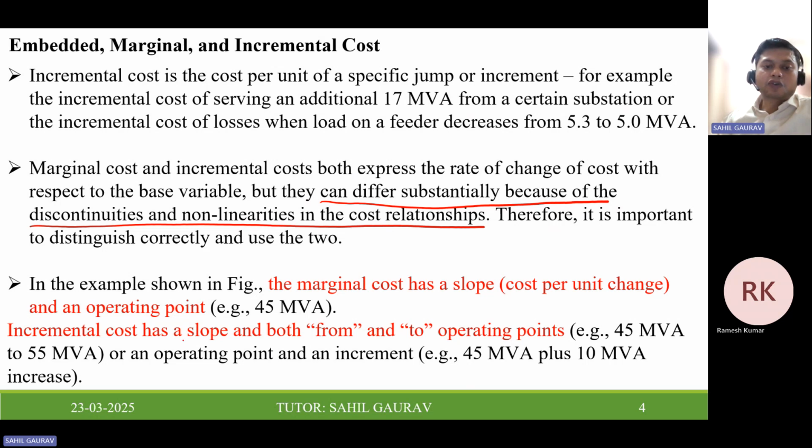And incremental cost has a slope and both from and to operating points. So the initial operating point and final operating point should be provided for finding the incremental cost, or you can say an operating point and an increment. So here, 45 MVA to 55 MVA is given as the initial operating point and then the final operating point. And again, suppose they are providing an increment, that is similar: 45 MVA is the initial operating point and 10 MVA is the increment.